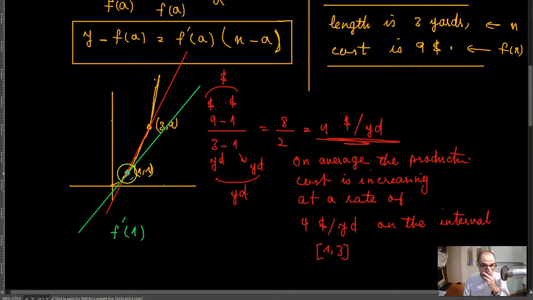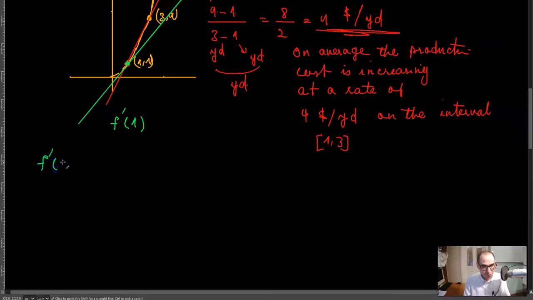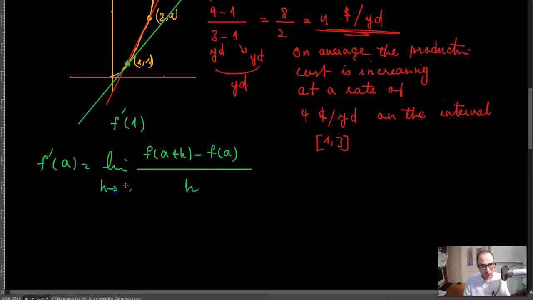Which means that exactly after we have produced 1 yard, the cost is changing with respect to the number of yards at the rate of so many dollars per yard, right? So how do you calculate this? You know that f prime of a is the same thing as the limit of f of a plus h minus f of a over h as h approaches 0, right?